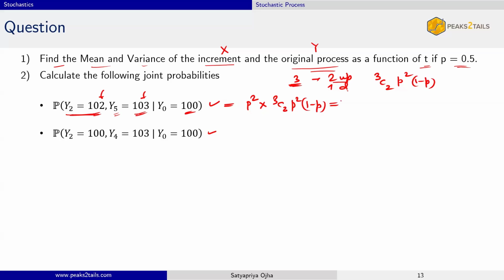Okay, so what is this? Let's simplify. P square times 3C2 is 3. Okay, the way I do this is 3C2 is same as 3C1, right? And any NC1 is N. So 3C1 is 3. We have P square and then we have 1 minus P. So overall, we're getting 3 P to the power 4, 1 minus P. This is the answer.